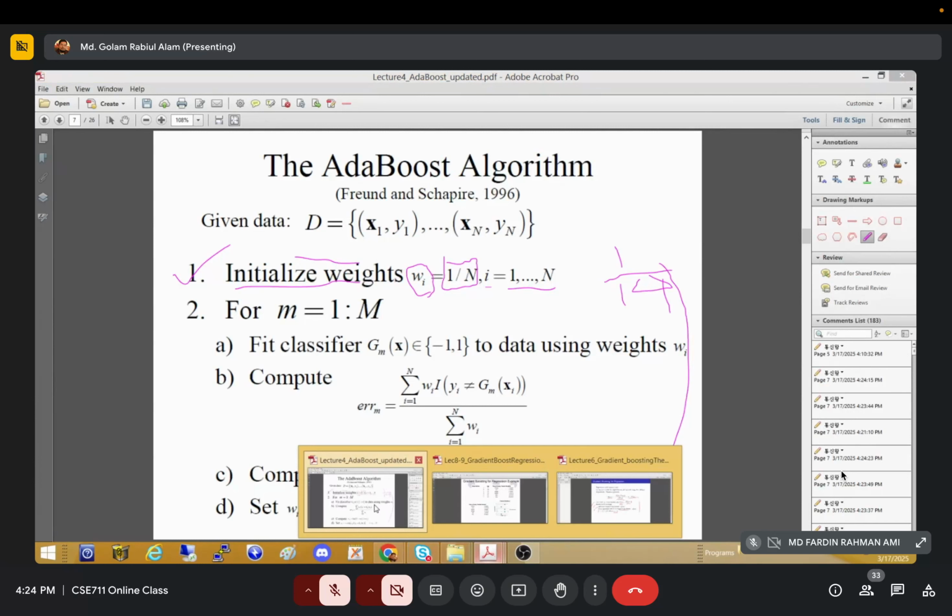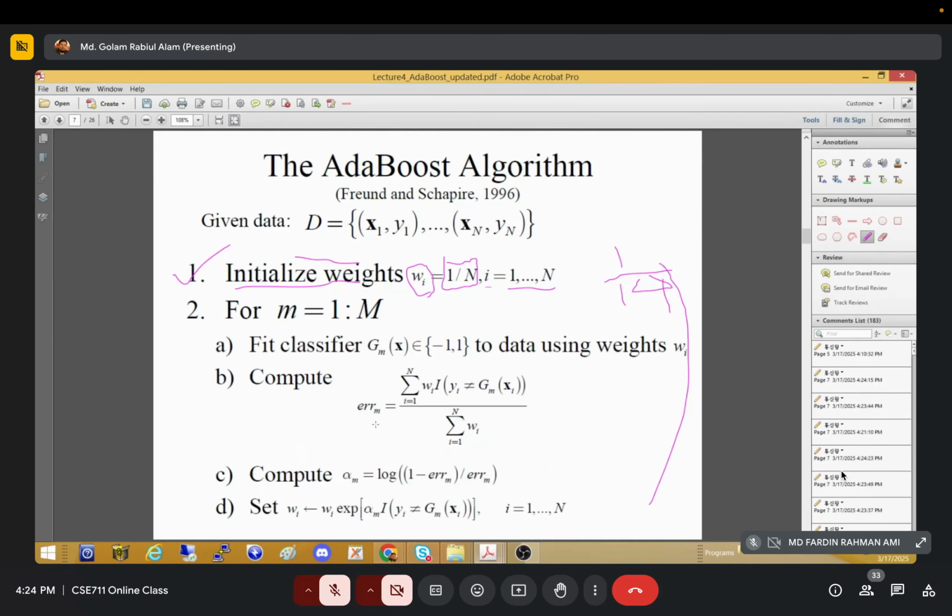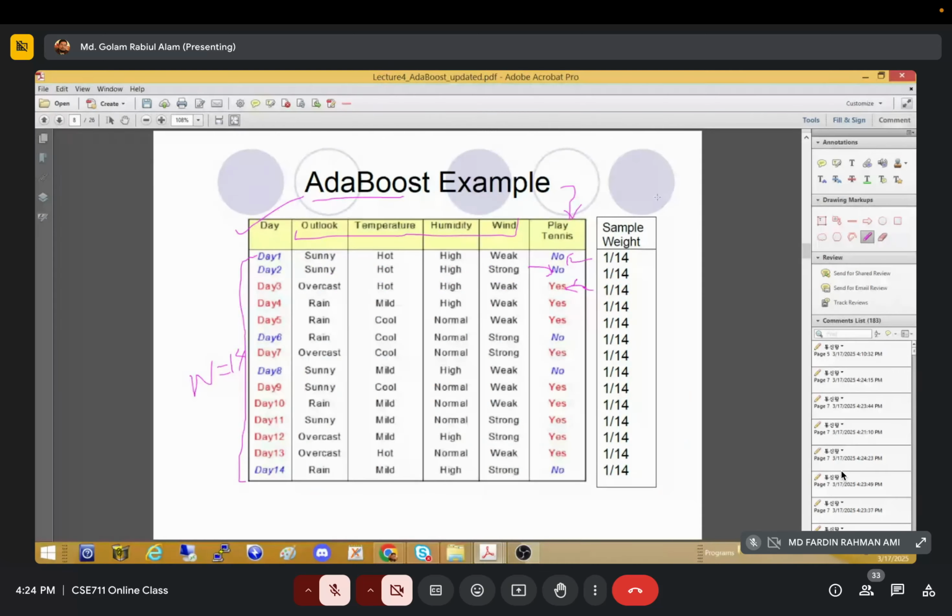Now we can see it here. The sample weights, that means each instance's weight, we have assigned as 1 by 14. The next one is 1 by 14, and in this way the last one is also 1 by 14. So we have initialized each and every instance's weight as 1 by 14.